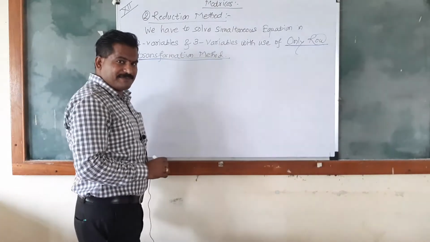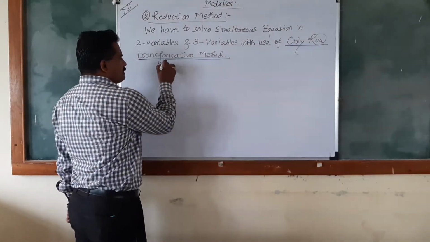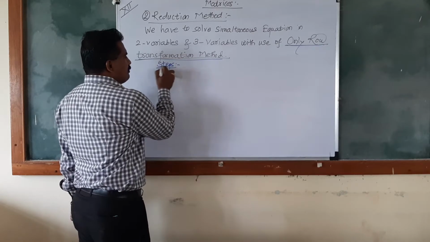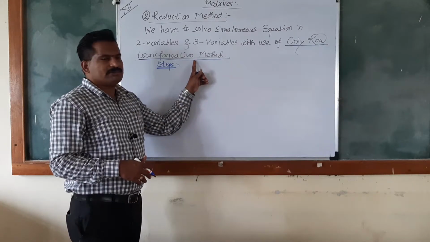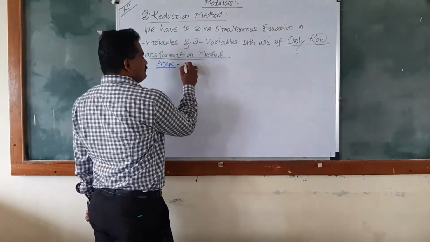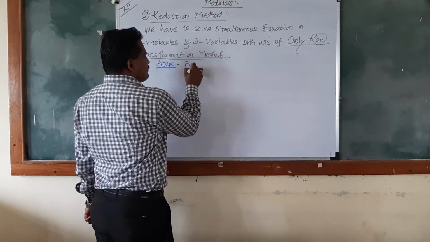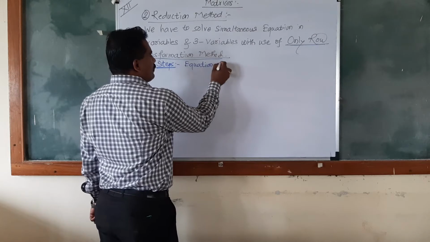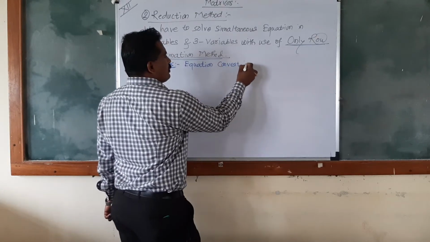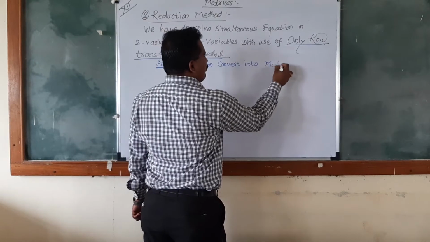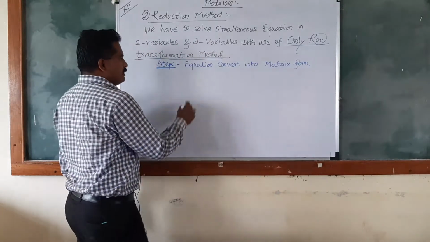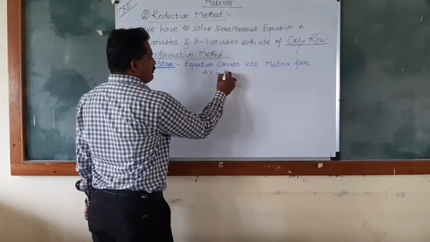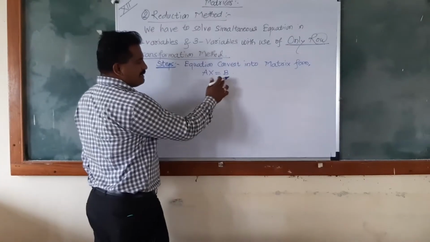To clear this concept, there are steps for this reduction method, in which we clear the concept about the row transformation method. Firstly, convert the equations into matrix form. That means AX is equal to B.